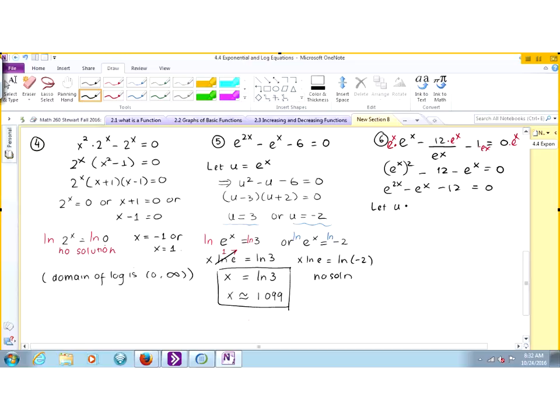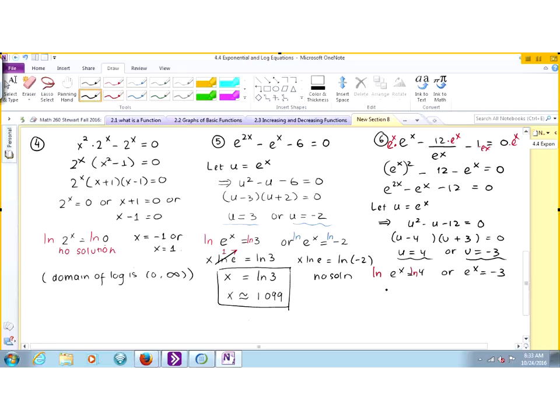What do you do? Let u equal e to the x. Then what do you have? u squared minus u minus 12 is 0. And then what? u minus 4, u plus 3 is 0, so u equals 4, or u equals negative 3. So we're done with the u, but we need x. So e to the x is equal to 4, or e to the x equals negative 3.